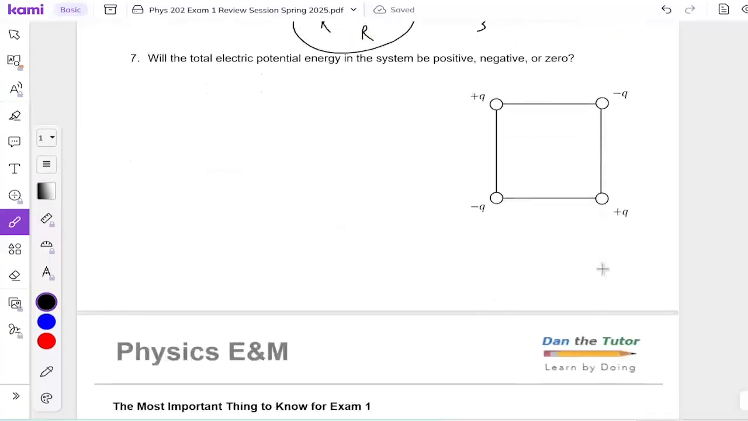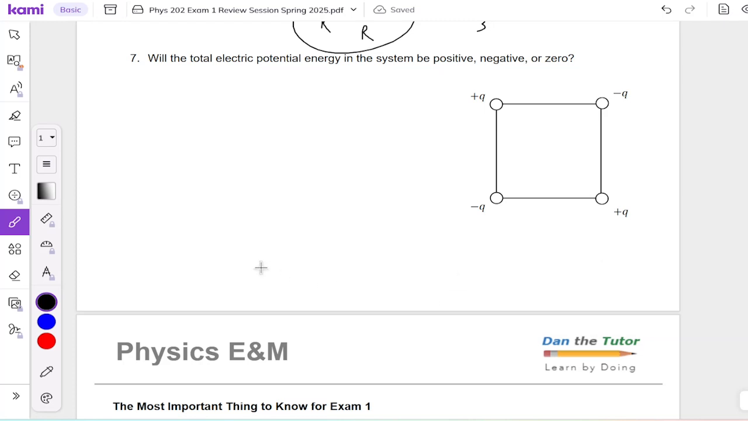Okay. Next we have number 7. Will the total electric potential energy in the system be positive, negative, or 0? It's nice they didn't give you any numbers, but maybe it's actually harder because it seems simple, but obviously it's probably not super simple. And I agree, it's not super simple. And here's the reason why.